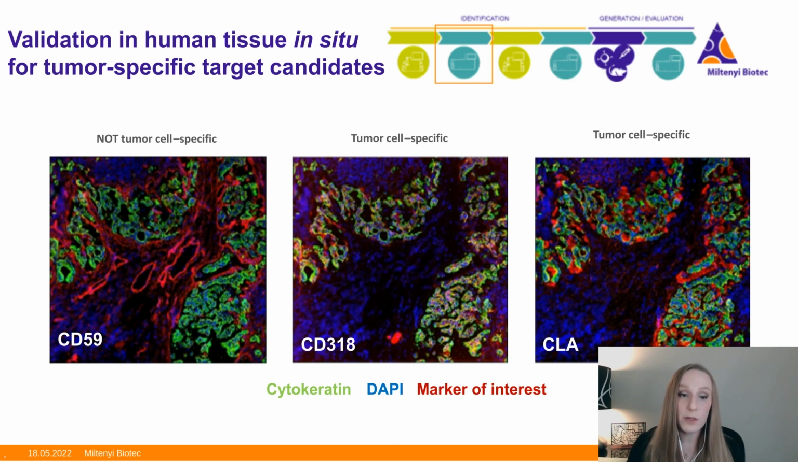And those that were tumor specific, so that's something like CD318, where you now see the green and the red overlap very well. But you can also look if there was one that you were unsure about, and wanted to investigate the morphology. You can also do that, like in this last example with the CLA.